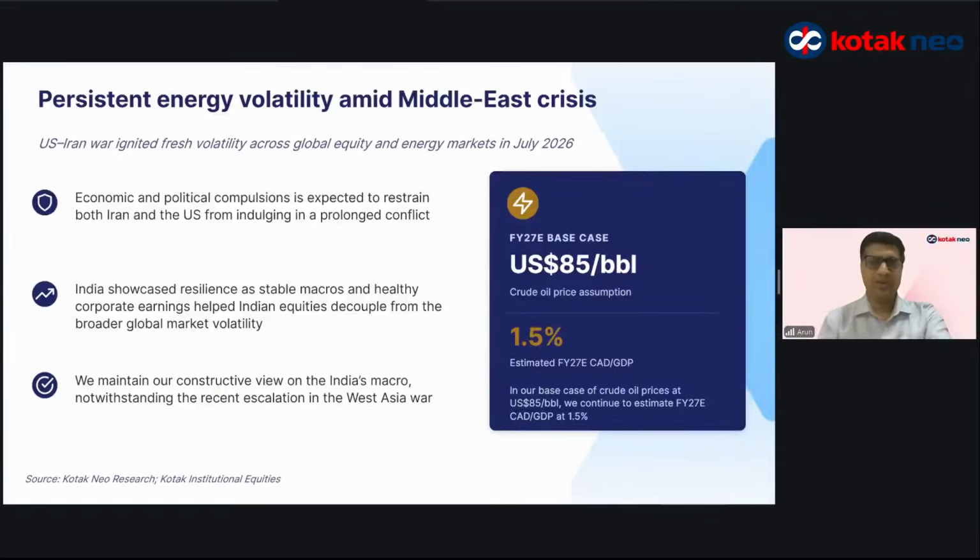The markets have been reacting very sharply to the news flow coming on the US-Iran war. Indian markets too have been reacting to it. I think the near term would continue to track the developments there, and accordingly the performance of the market would be dependent upon what exactly is happening on the Middle East side. Apart from that, we believe the economic and political compulsions should restrain both Iran and the US from indulging in a pretty long conflict. And at this point in time, we maintain our constructive view on the Indian macros, despite the recent escalation in the West Asia war.